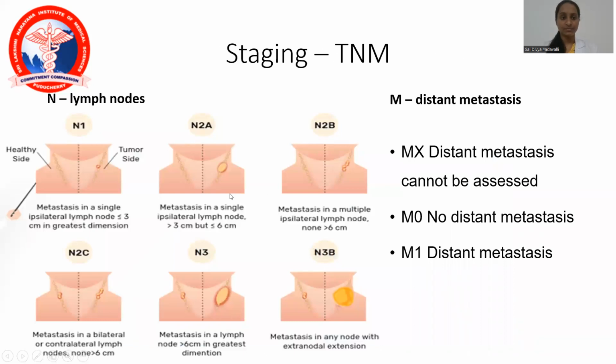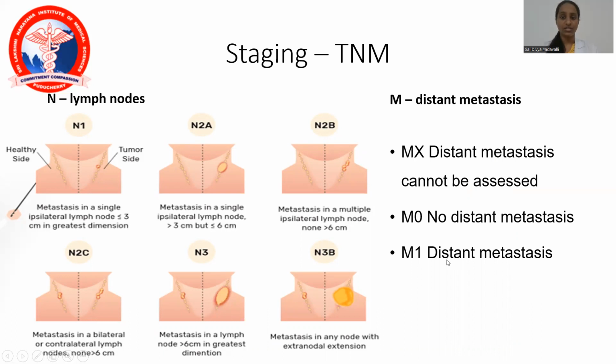Coming to the N staging, N1 tumors represent a single ipsilateral node, which is on the same side as the gland that is involved, and the node is less than 3 centimeters. N2 nodes are either more than 3 centimeters but within 6 centimeters on the same side, or multiple nodes, none of which are more than 6 centimeters, or metastasis in both sides or contralateral nodes, again not more than 6 centimeters. When a node is larger than 6 centimeters, the stage moves on to N3. N3B is metastasis in a node with extranodal extension.